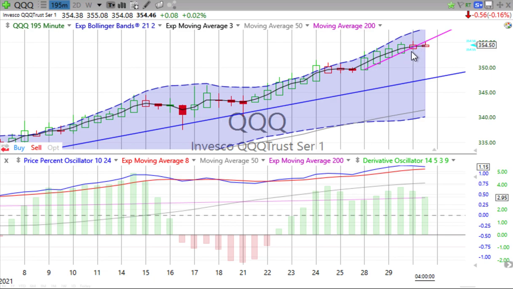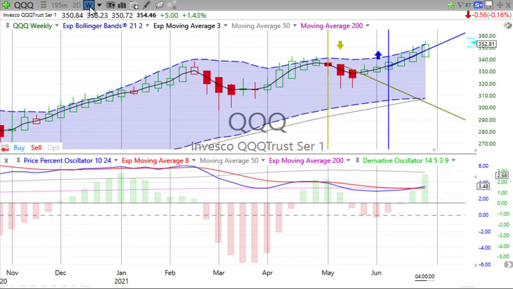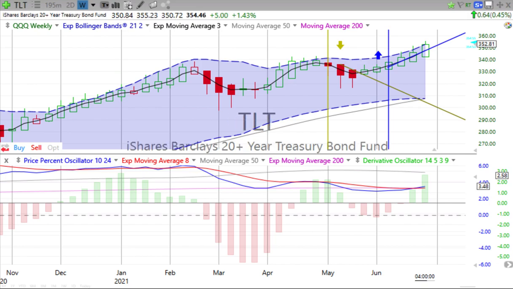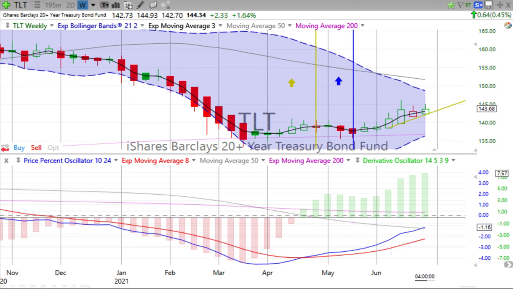We see a slowdown in the morning, slowdown in the afternoon. That's what those red open box candles mean. Price percent oscillator still positive, but heading down. Derivative oscillator positive, losing momentum. That's just that half-day chart. May have a weekly vertical crossover again by the end of the week, unless Thursday and Friday are big down days. What about 20-year bonds?